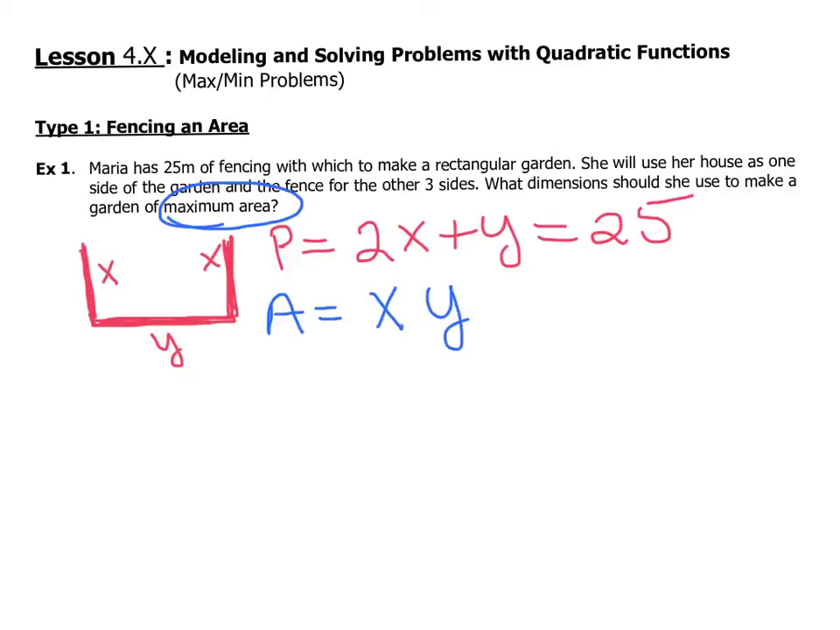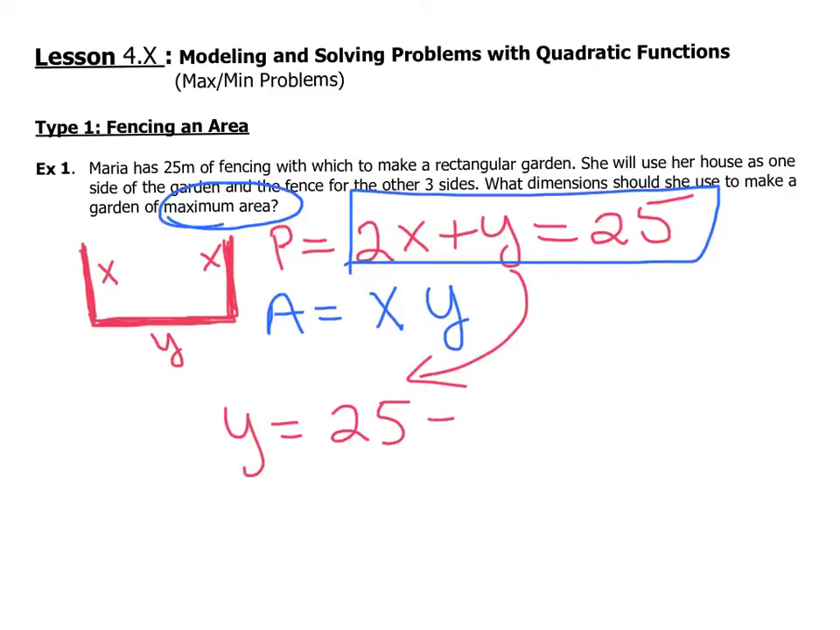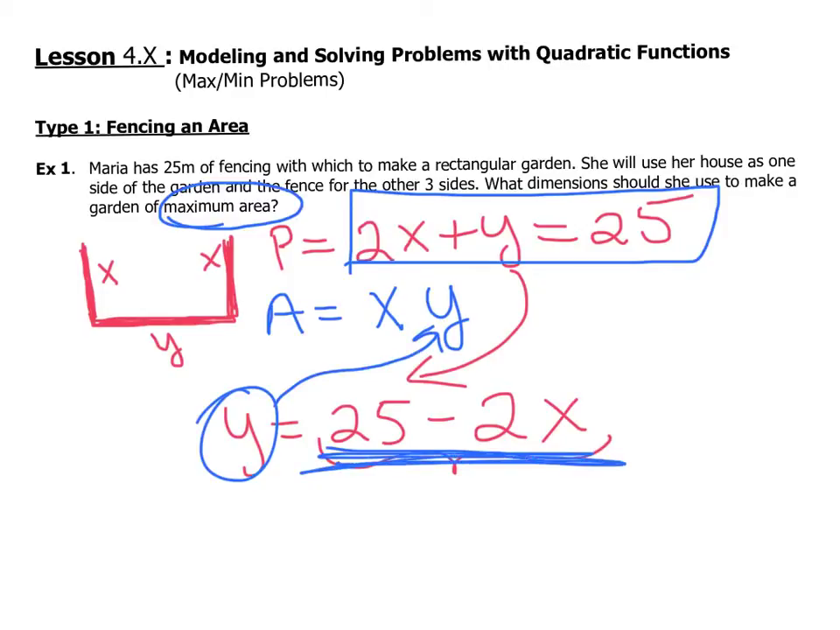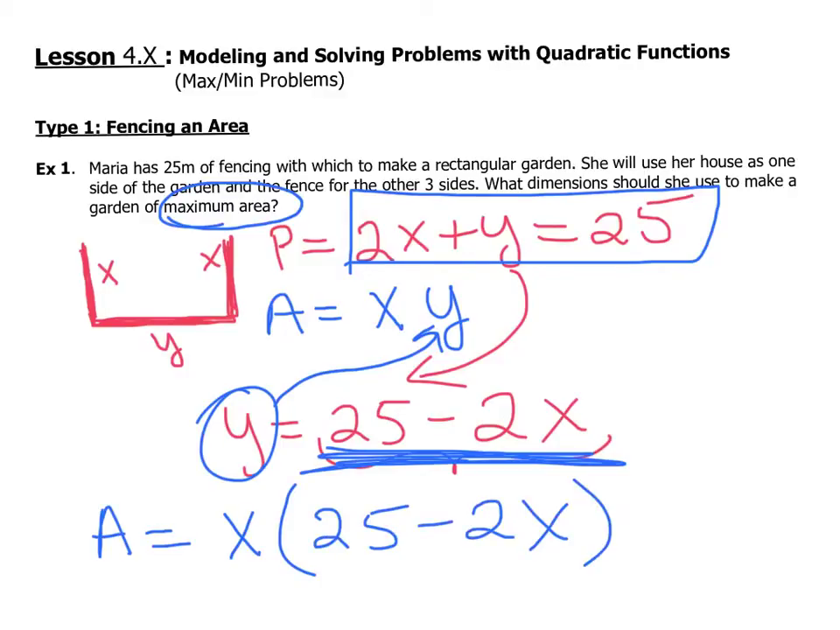Now we have 2 variables, which is a bit of a problem. Well, it's nice to just work with 1 variable. So how about we take this perimeter equation right here and we solve it for one of the variables. How about we solve it for Y? So Y equals 25 minus 2X. All right. Now we have this in terms of only X, and I can take this Y and replace that Y with this 25 minus 2X. Okay, so let's rewrite our area equation with X, and instead of the Y, I'm going to put 25 minus 2X there.